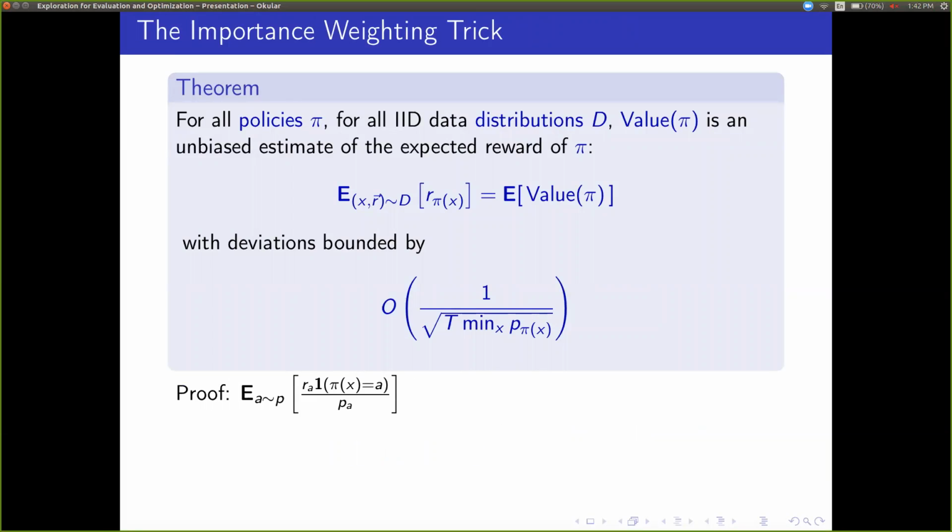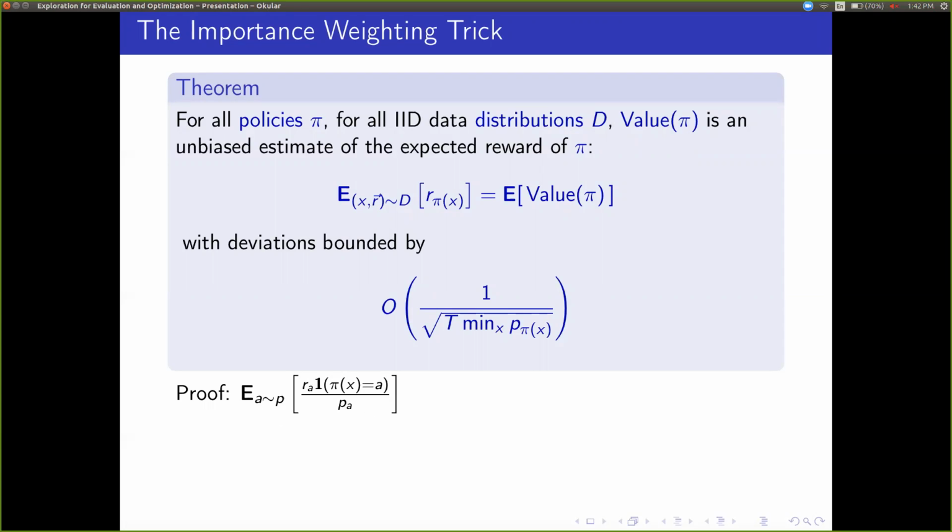Okay, so the claim is for any policy, for any distribution D over the X and the R's, the value of pi is an unbiased estimate of the expected reward. And you can also bound the deviations, which is a bit more involved. So in terms of the proof, what you can do is condition on the X and the R vector. So the only randomization left is the randomization over the action. So you have the expectation over the action of that thing inside of the average.